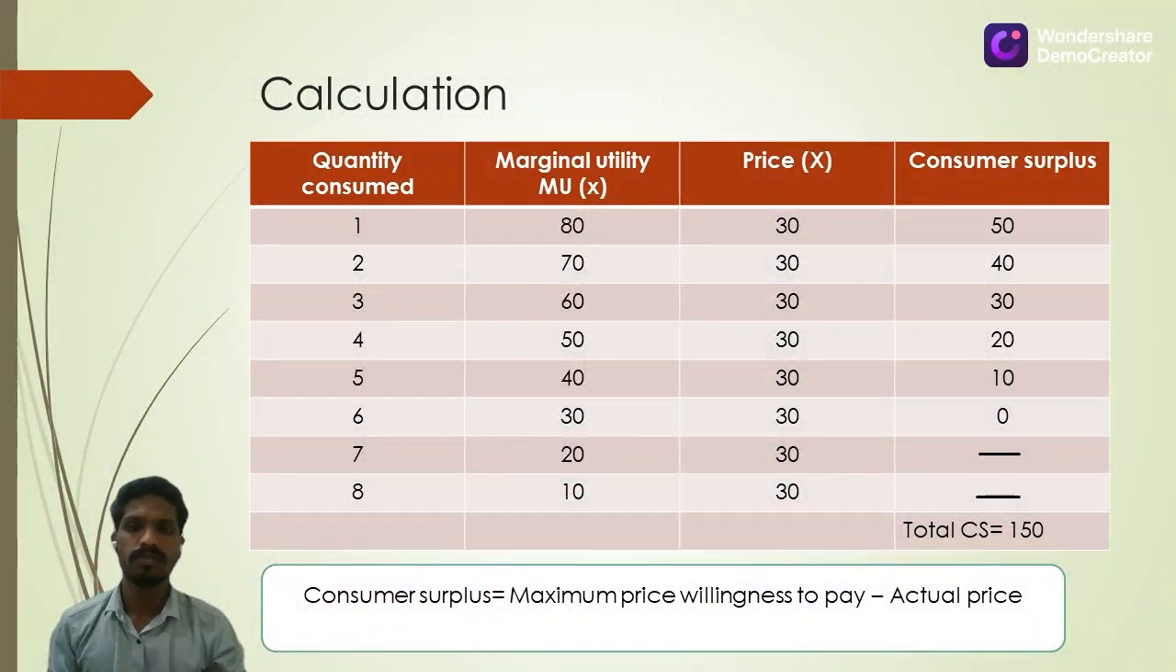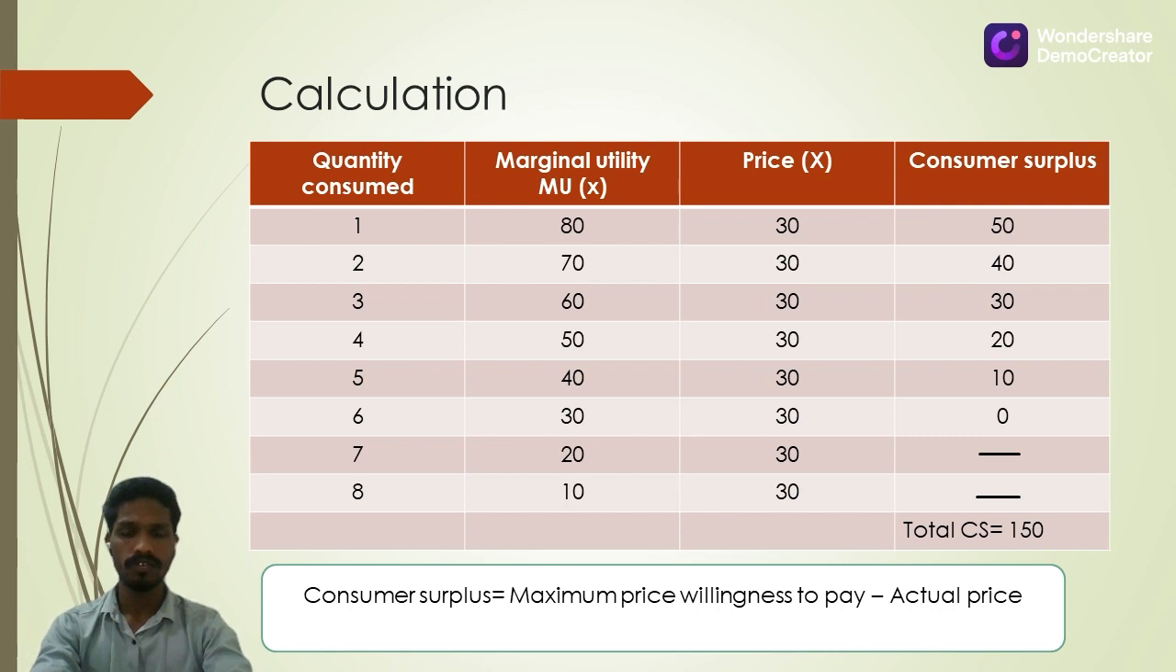Let's see the example. There is a table, and we took the example of a consumer consuming a product, which we call X. The price of product X is 30. In the first column is the number of units, and in the second column is the marginal utility. We have to calculate consumer surplus.